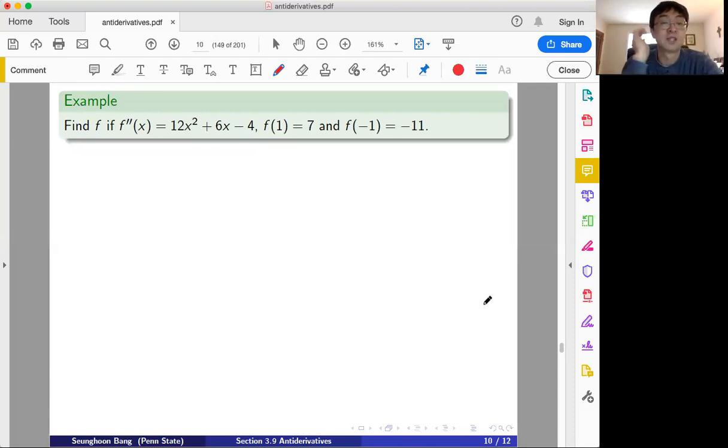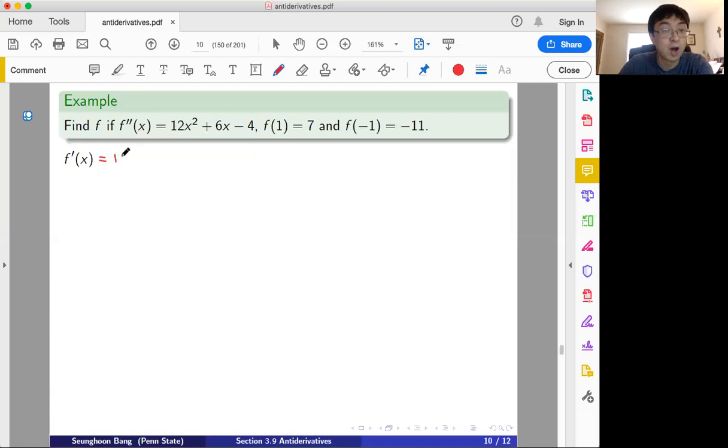The second derivative is given. F of 1 equals 7, f of minus 1 equals negative 11. This is a little bit different. In this case, you can solve it this way. F prime of x, you have to find the antiderivative. So what's the antiderivative? The same things.